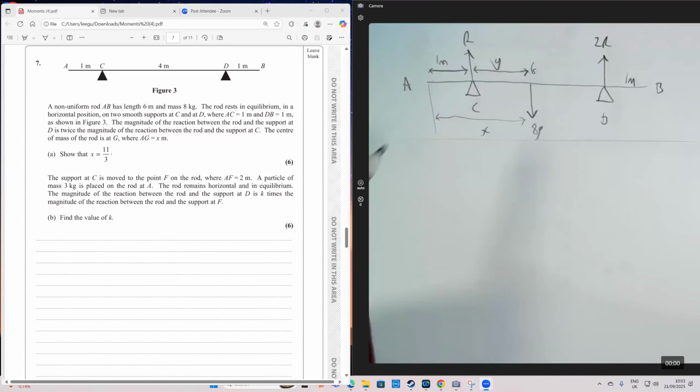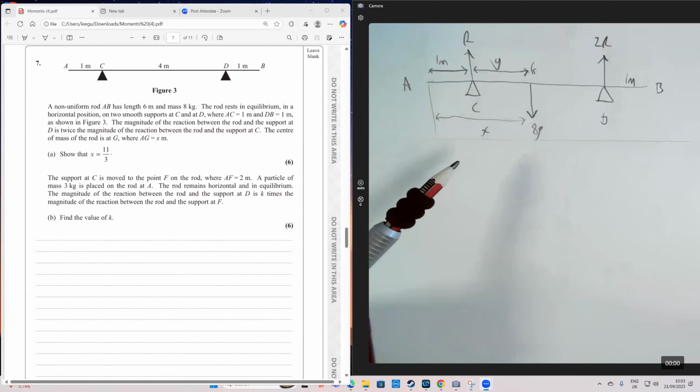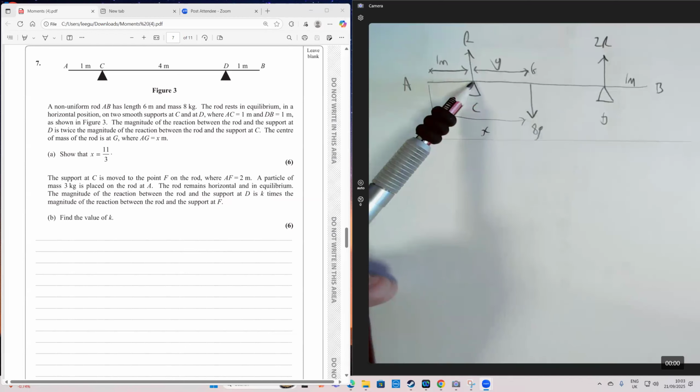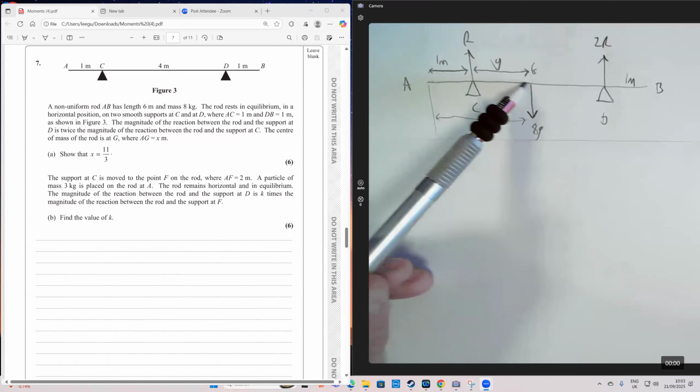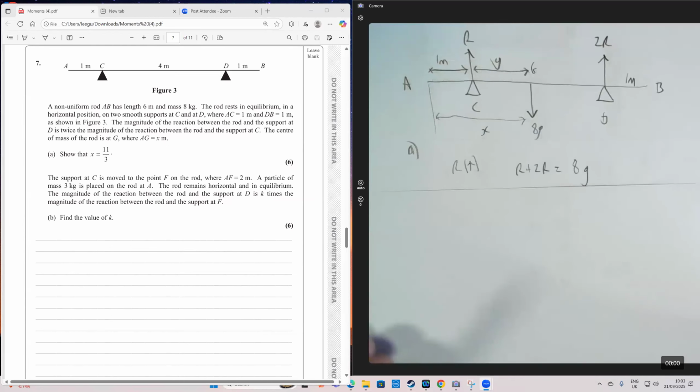So first of all, we've got to show that AG, or in other words, the distance X, is 11/3. Now I've decided for the purpose of this initially to call this distance from C to G Y, and I'm going to add on 1 to find out X. I think that just makes life a bit easier in the calculation. So let's see what we're going to do.